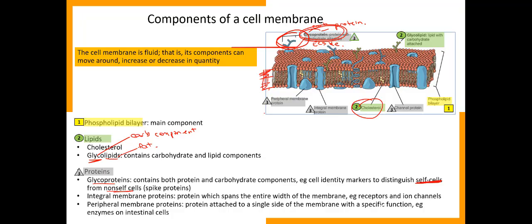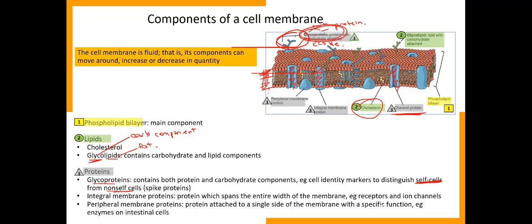We also have integral membrane proteins. Integral membrane proteins, which you've got over here, are proteins that insert themselves along the entire thickness of the cell membrane. Integral membrane proteins include things like channel proteins that we're going to talk about later on in this slide. They include transporter proteins, and a whole host of other proteins as well. So integral membrane proteins span the entire width of the membrane.